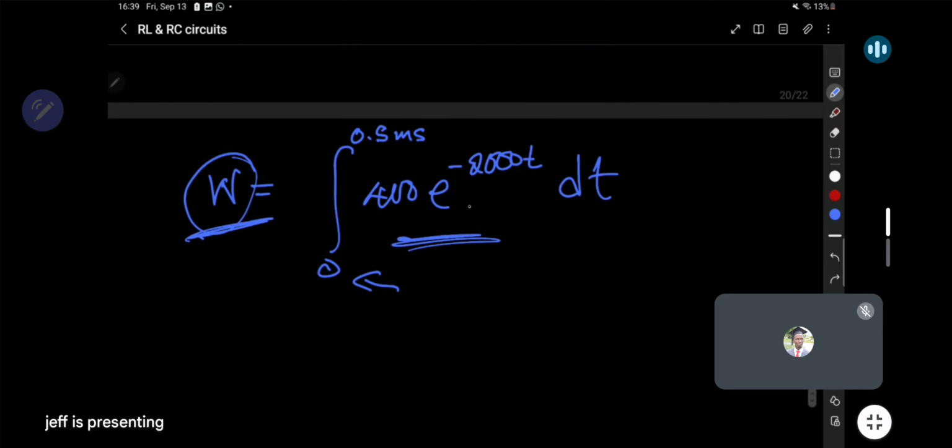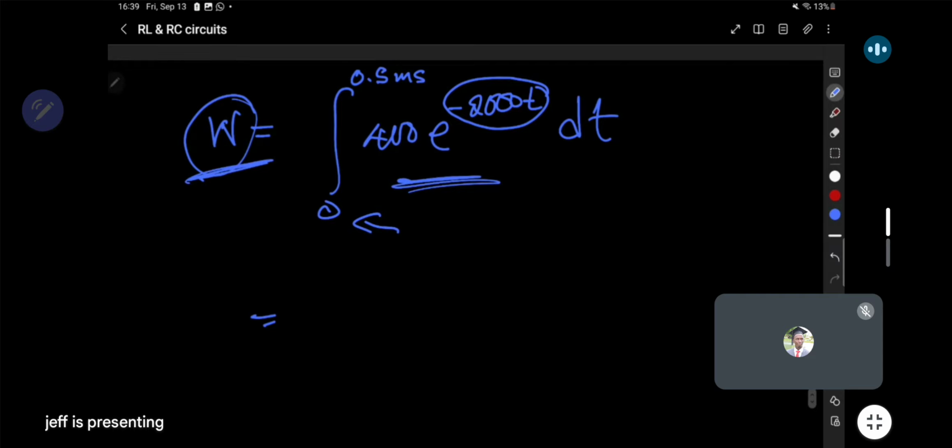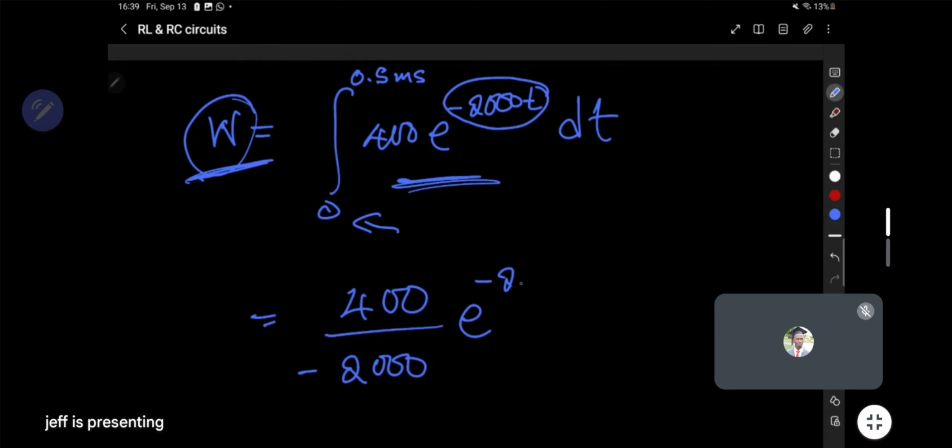So when you perform the integral, here we have an exponent. When integrating an exponent, all you have to do is differentiate the power. When you differentiate the power, you get minus 2,000. So here the 400 remains the same, but the minus 2,000 will have to be divided here. And then the exponent itself remains the same. So this is how we integrate an exponent. Then this is from 0 to 0.5 milliseconds.